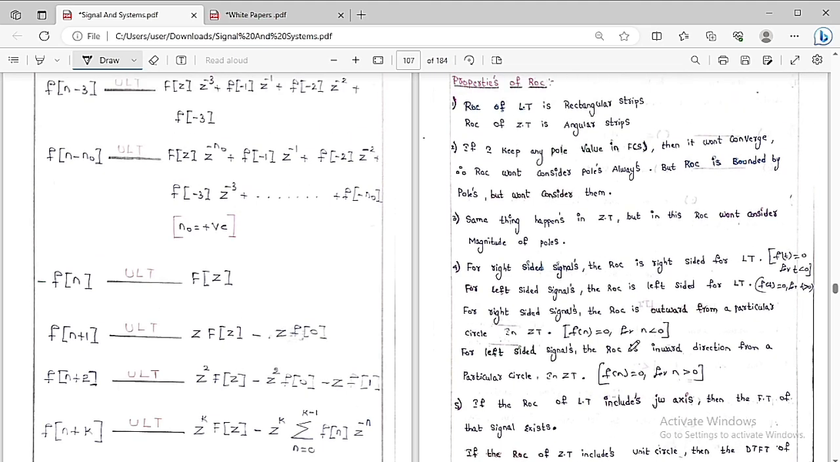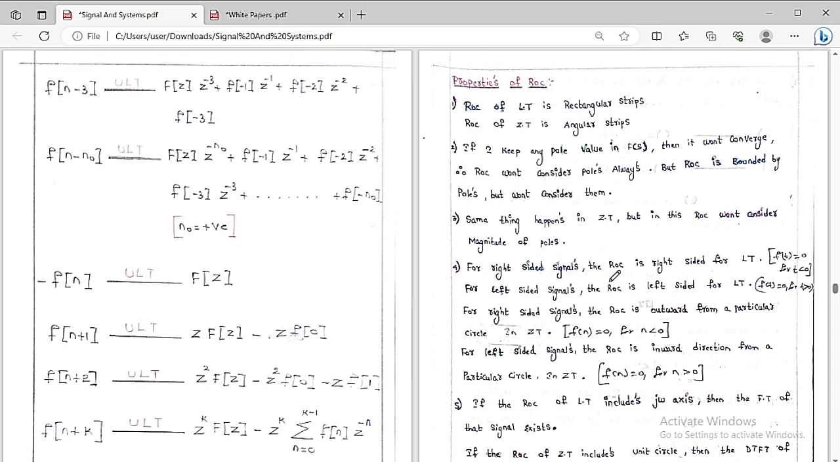So what is the meaning of this one? Let me tell you. For a right-sided signal, what is the meaning of right-sided signal? When f of t is equal to 0 for t less than 0, then we say those signals are right-sided signals. Then the ROC is right-sided for the Laplace transform, which means the ROC is always to the right side of the S-plane, lying in the RHS.